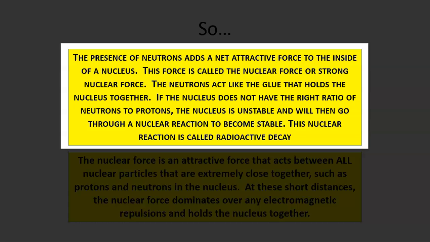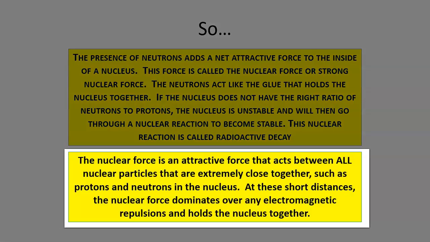If the nucleus does not have the right ratio of neutrons to protons, the nucleus is unstable and will then go through a nuclear reaction to become stable. This nuclear reaction is called radioactive decay, or it's also known as radioactivity.